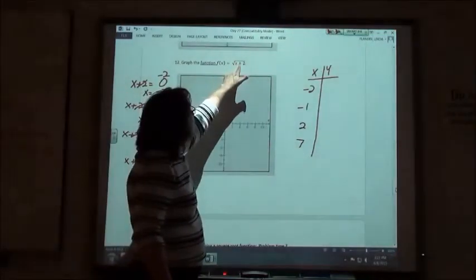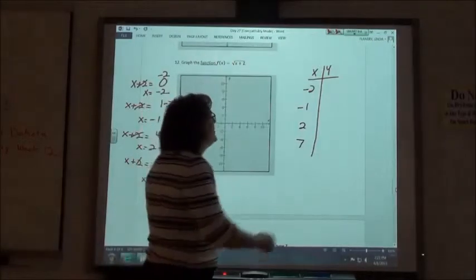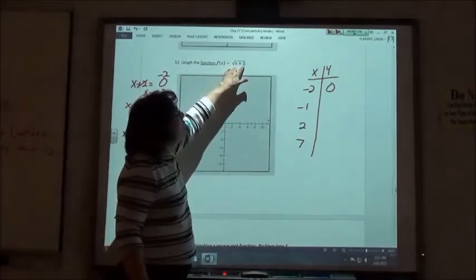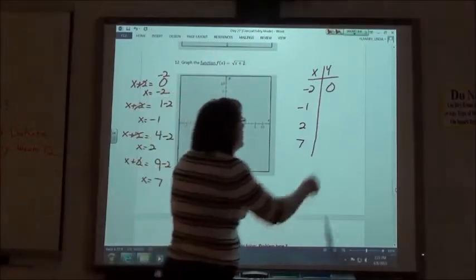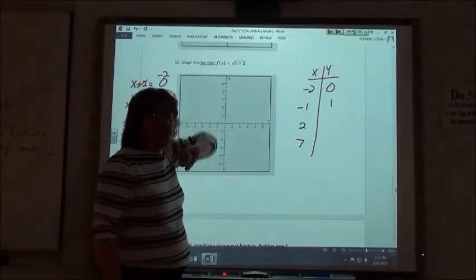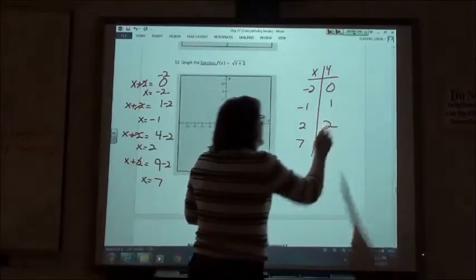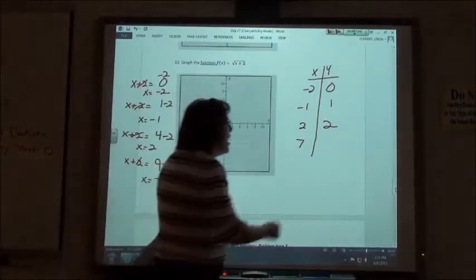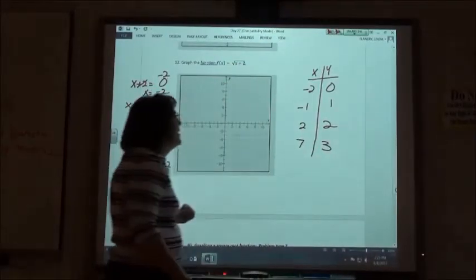So negative 2 plus 2 is 0. The square root of 0, 0. Negative 1 plus 2 is 1. The square root of 1, 1. 2 plus 2 is 4. The square root of 4 is 2. 7 plus 2 is 9. The square root of 9 is 3.